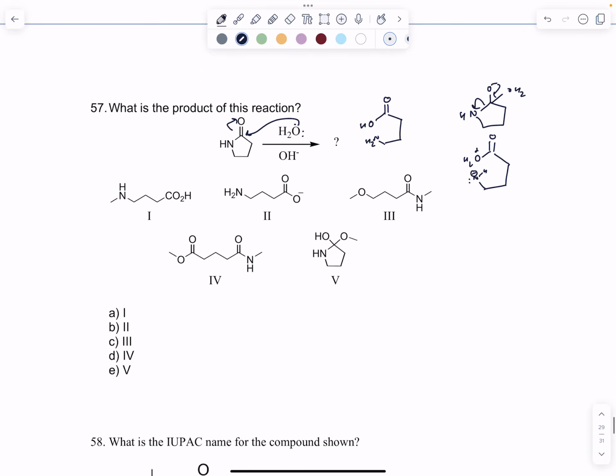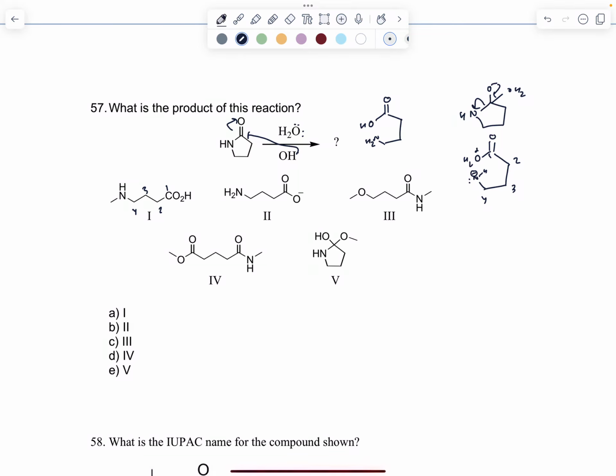Oh, I don't know why I had this OH2 attack. There's an OH minus right here, which would be less messy. So that OH minus would attack instead. So even if you didn't know, you should be able to do this. So we know we'd have a carboxylic acid, 2, 3, 4 carbons, and then an amine. So 1, 2, 3, 4 carbons, and then an amine.